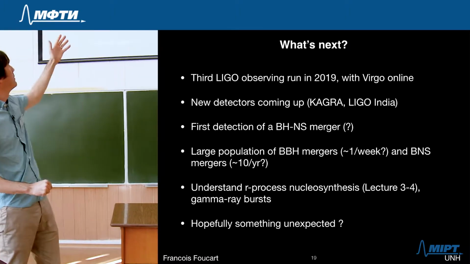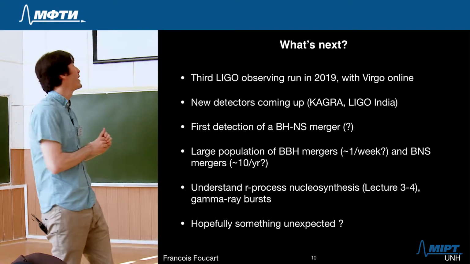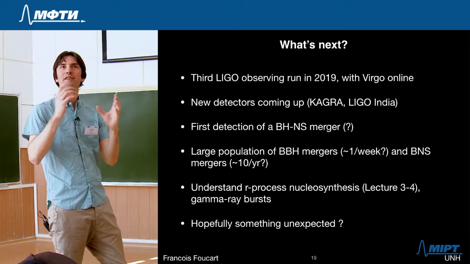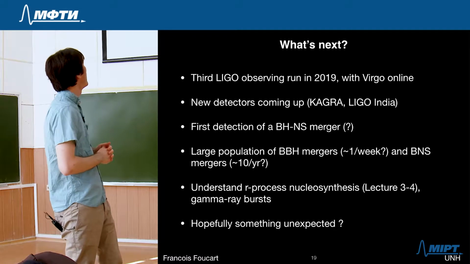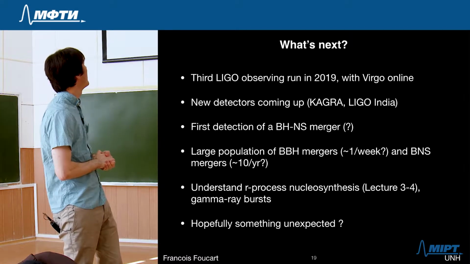Virgo should also be taking joint data with LIGO in 2019, at least at some point during the runs. So that will give us still a good sky localization during that run, which would be very nice if we see more neutron stars. And then there will be more detectors coming up in coming years, like KAGRA and LIGO India.